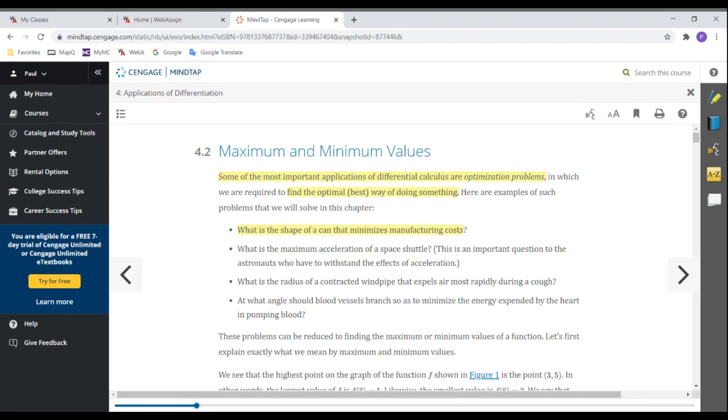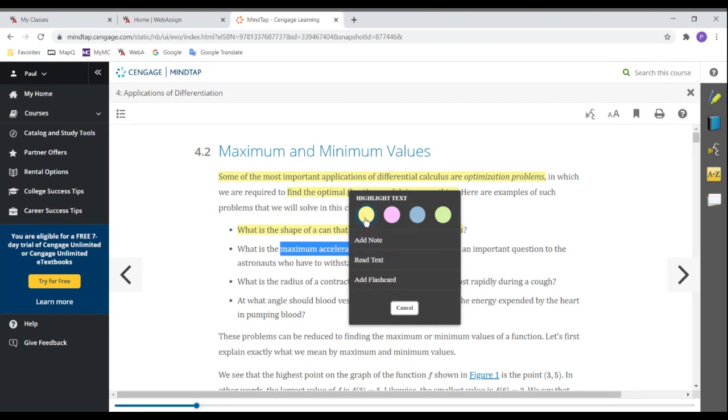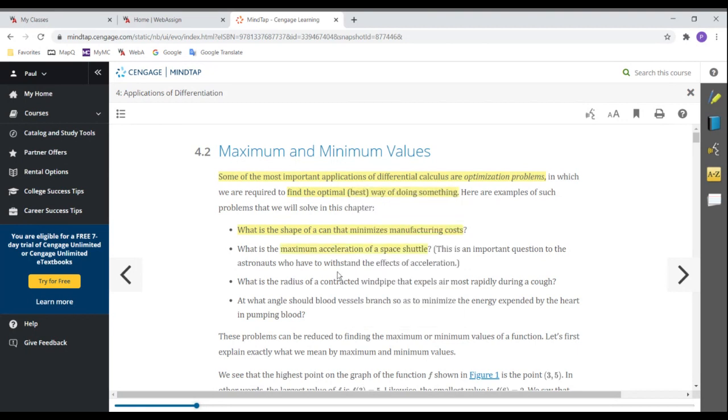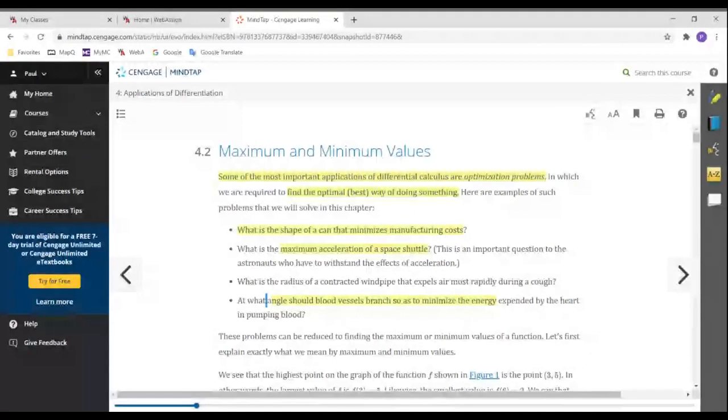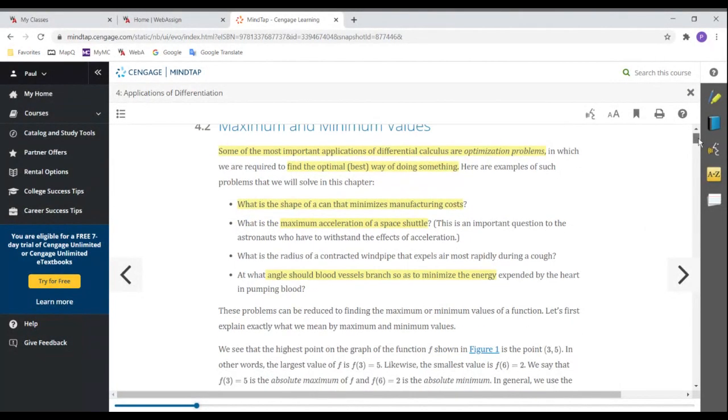All right. Another one: what's the maximum acceleration of the space shuttle? It's an important question for astronauts who have to withstand the effects of acceleration. What angle should blood vessels branch so as to minimize energy expended by the heart in pumping blood? So this is a medical application. All these problems deal with finding maximum and minimum values of a function.